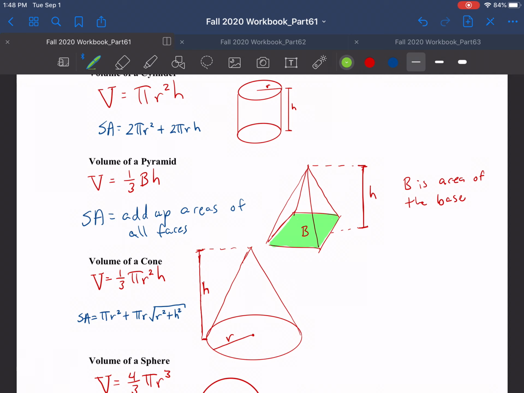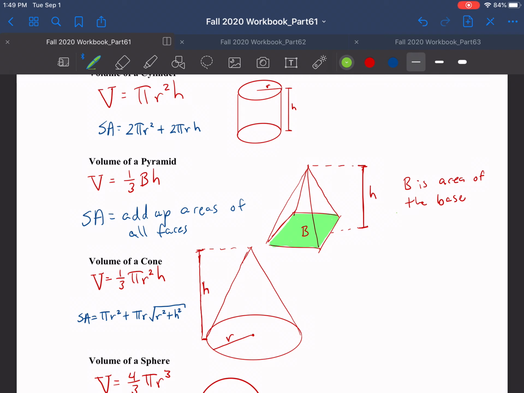Here we have the volume of a pyramid, and for this one it's pretty simple. It's just 1/3 the area of the base. That capital B is the area of the base, so this whole area down there, times its height. And this is going to be true for all of our pyramids, not just these square-based pyramids, but all of them. It is 1/3 the area of the base times the height. So if you had a different pyramid, say a triangular base pyramid, something like this, then you'd find the area of that base, times its height, and then 1/3 of that.